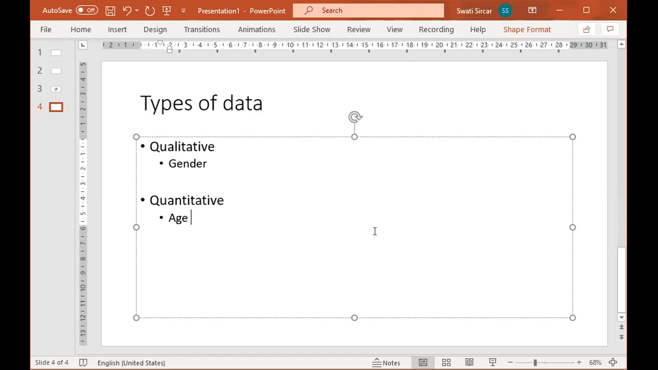What does phone number measure? Doesn't measure, but it's also not descriptive. Maybe it's not descriptive. I think it's not.